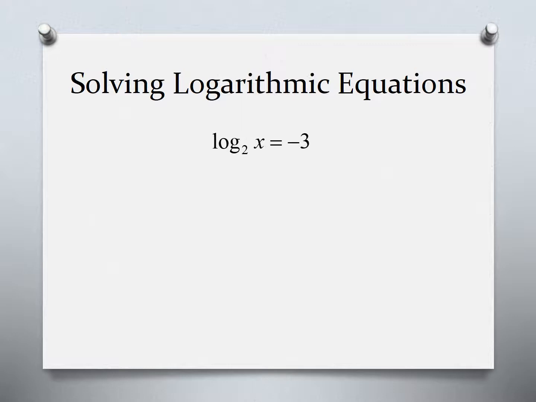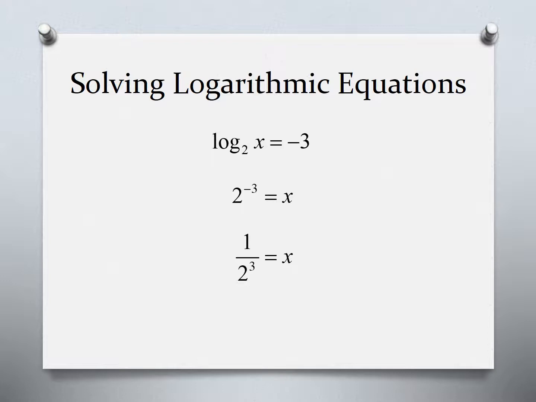In my next example, log base 2 of x equals -3. Nothing really changes here. I'm going to rewrite this in exponential form. 2 raised to the -3 equals x, and then I can play that out. Remember the rules for dealing with negative powers: you can either move that power to the numerator or denominator, and that will help eliminate the negative.